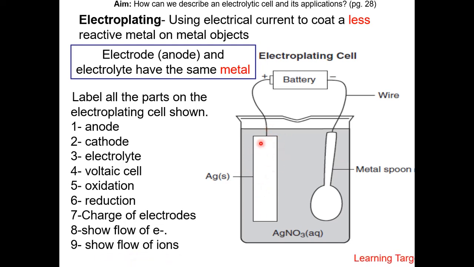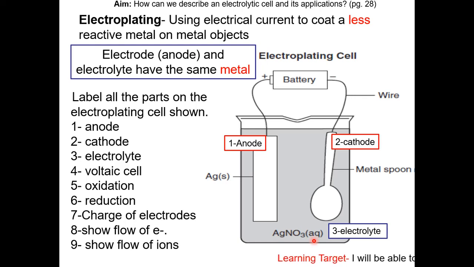The piece of silver represents the anode. The spoon represents the cathode. The electrolyte is the silver nitrate. The anode electrode and electrolyte have the same metal, which is silver. The voltaic cell is the battery.